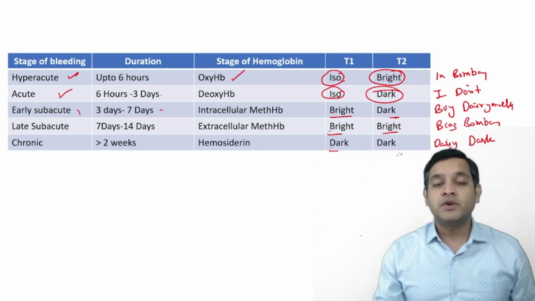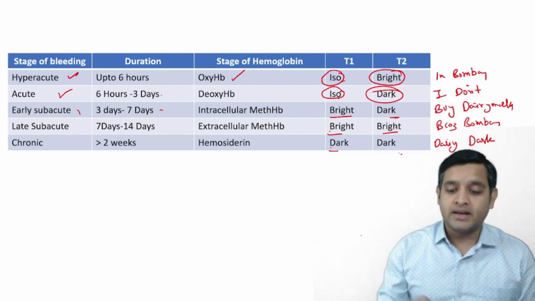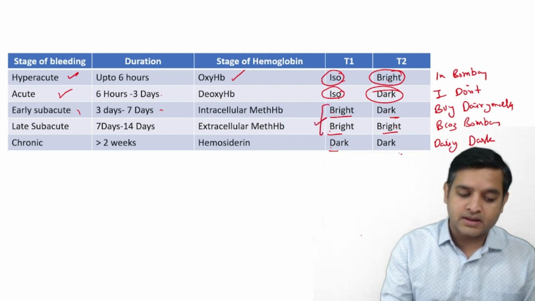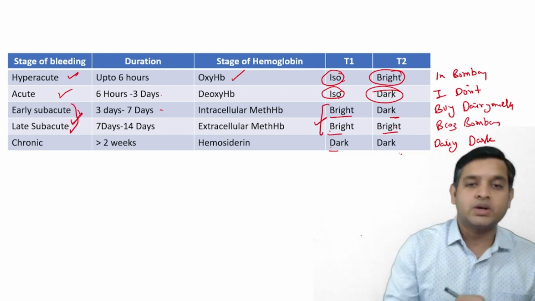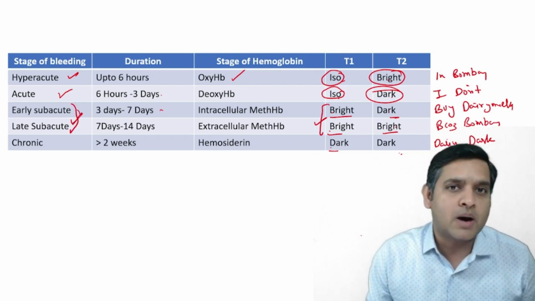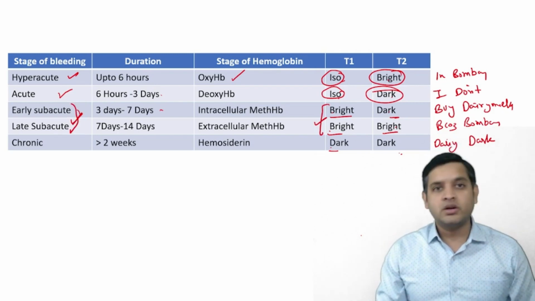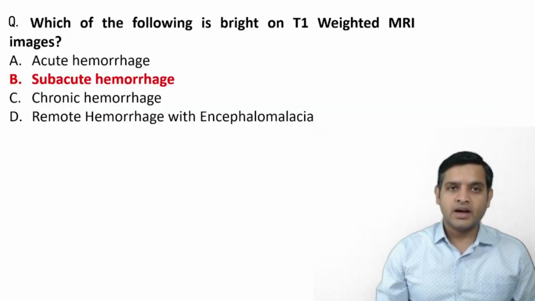Now they ask which is T1 hyperintense. So this is T1 hyperintense, which is a subacute hemorrhage. So subacute hematoma is hyperintense on T1 weighted MRI, and that is the answer.